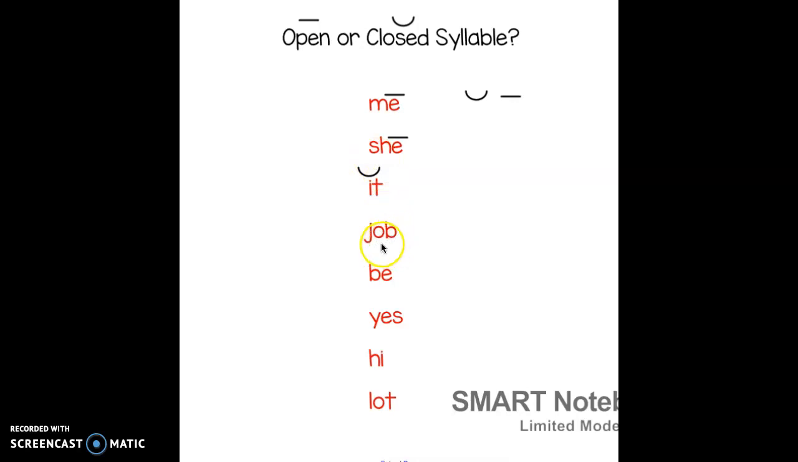Now let's look at this word. Oh, I see it ends in a consonant. So this consonant tells this vowel, I am short. So I'm going to move this symbol. Let's tap it out. J, ah, ja, job. Very good.